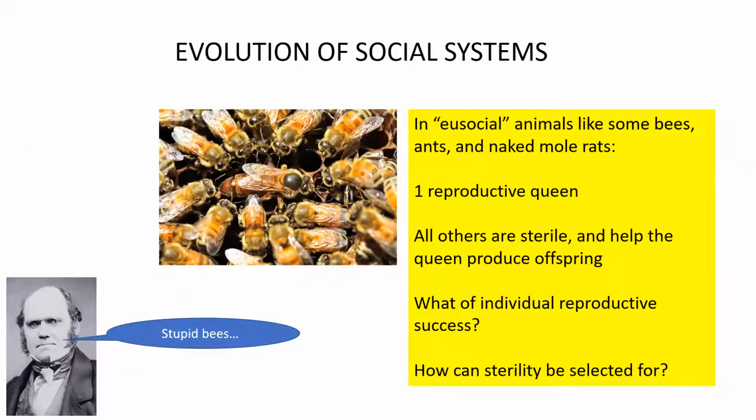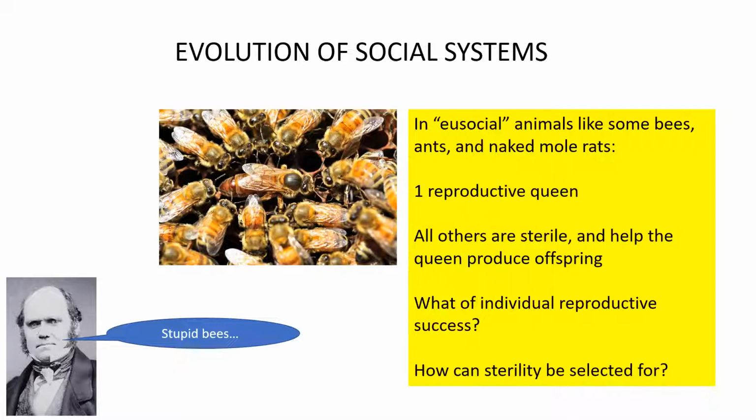In fact, Darwin was well aware of this. He couldn't understand how sterility in a beehive could be selected for. You've got one reproductive individual, a queen, and all the other workers are females. The drones, the males, are tolerated for a little while, but then they're kicked out of the hive. All the workers are females. Why won't those workers reproduce on their own? Why are they helping their mom produce sisters?